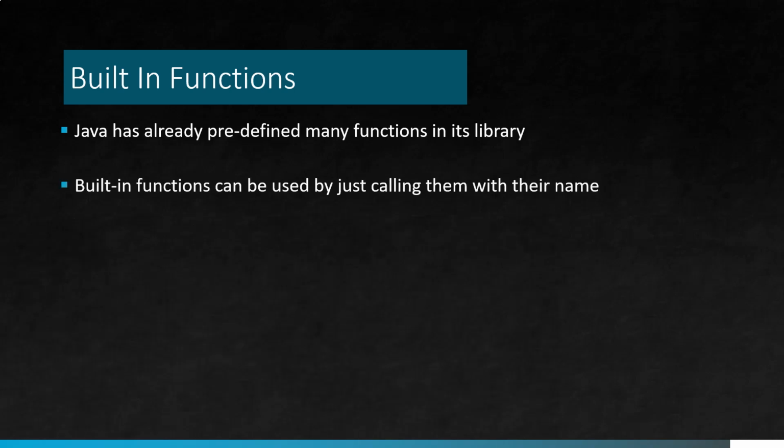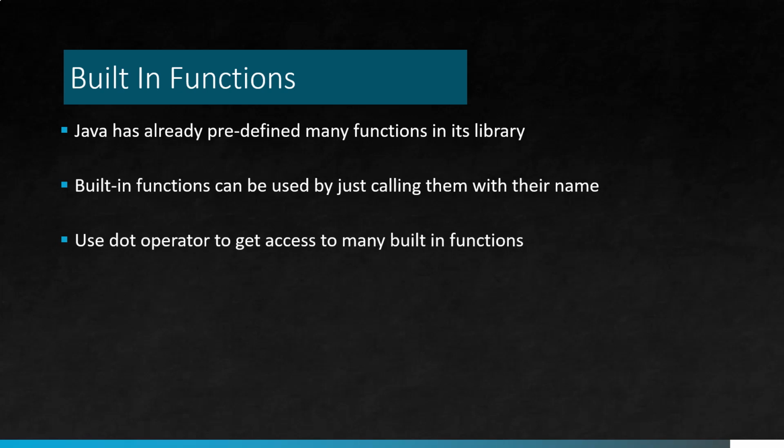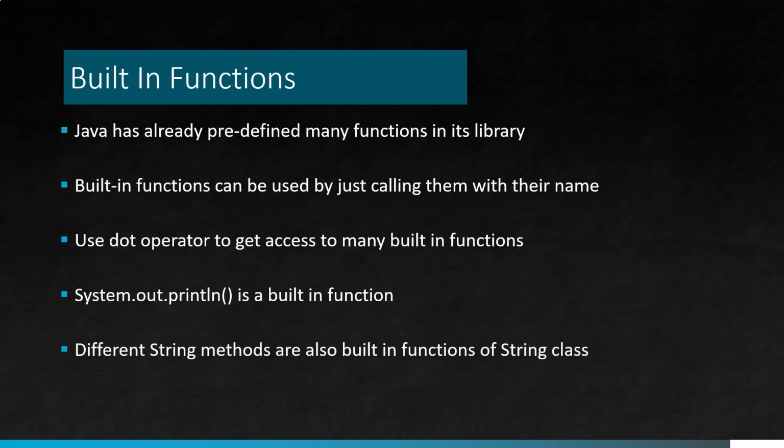Now, in order to call a particular built-in function, you can just call it with its name and the parameters which it accepts. So you can use the dot operator to get access to all the built-in functions which are present inside a package or inside a class, right? Now, one of the most commonly used built-in functions is System.out.println. And if you have noticed throughout my programs, I have used this built-in function to print different statements onto the console. Similarly, there are different string methods which are already defined in the String class of the Java library.